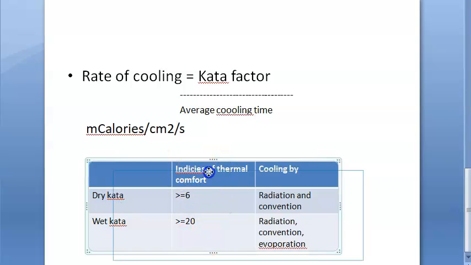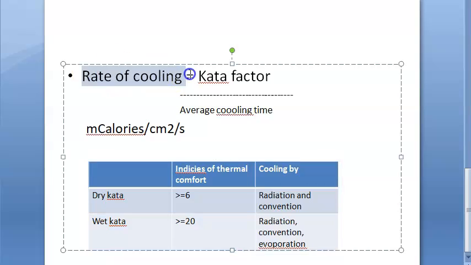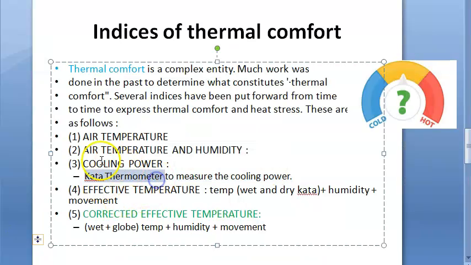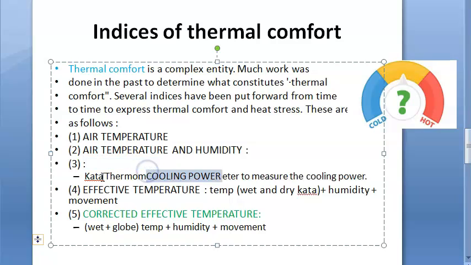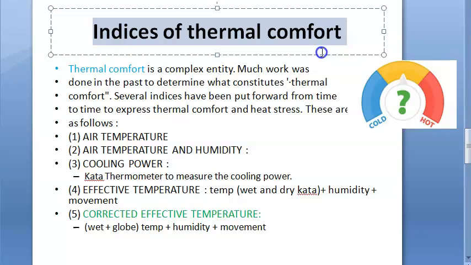Look at this. So here you have the indices of thermal comfort. They are telling you here: dry Kata greater than or equal to 6, wet Kata greater than or equal to 20. Rate of cooling is Kata factor divided by average cooling time. Okay guys, don't go into so much. Just know here that using this Kata thermometer, you can know the cooling power of air. So this cooling power of air also, they have considered as an index for thermal comfort.